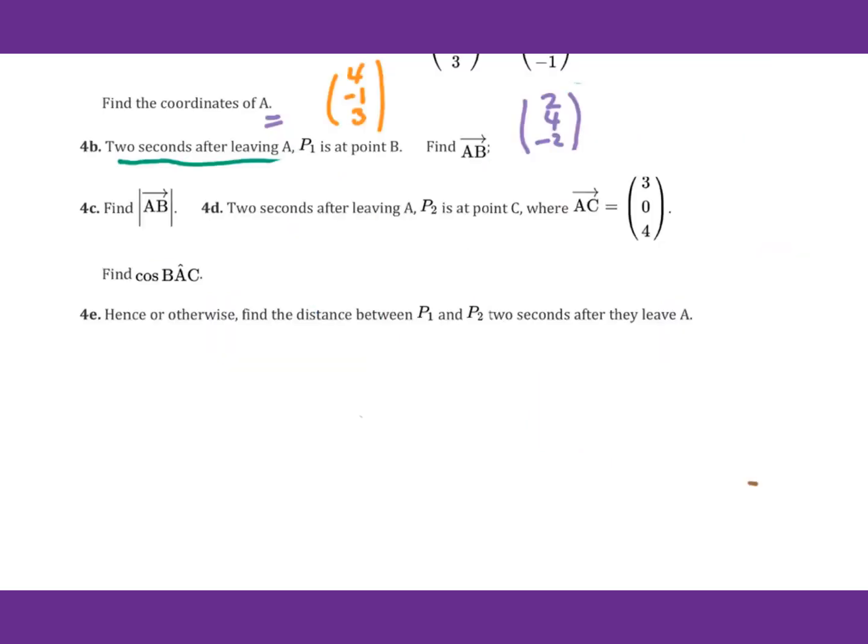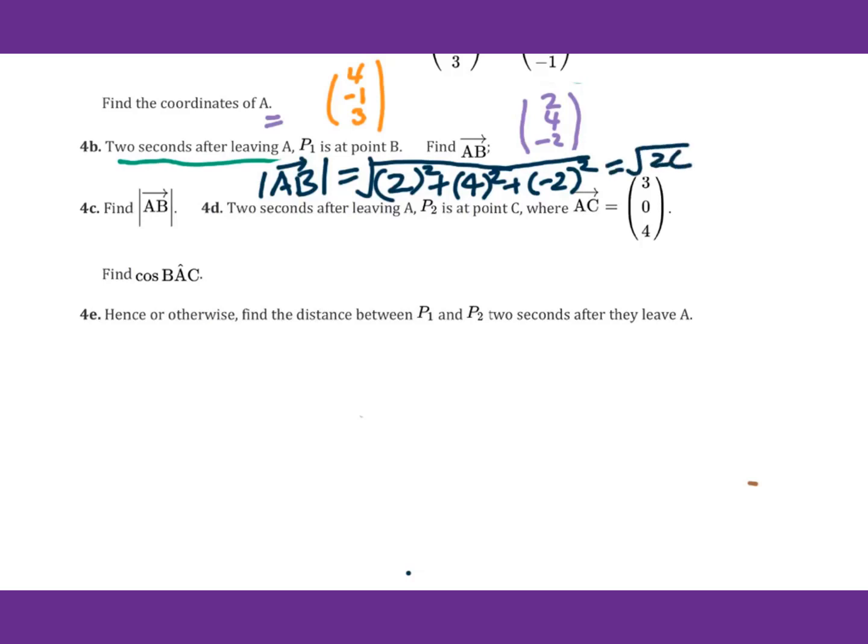Now let's go to 4C. We need to get the magnitude of vector AB. Therefore, the magnitude of vector AB equals 2 squared plus 4 squared plus negative 2 squared. You will get square root of 24, which means 2 square root of 6.